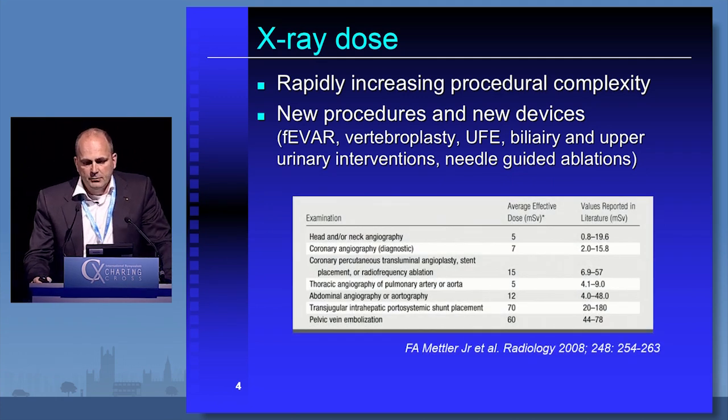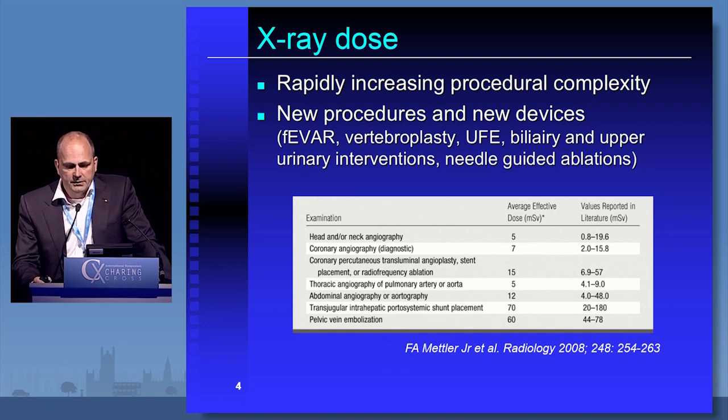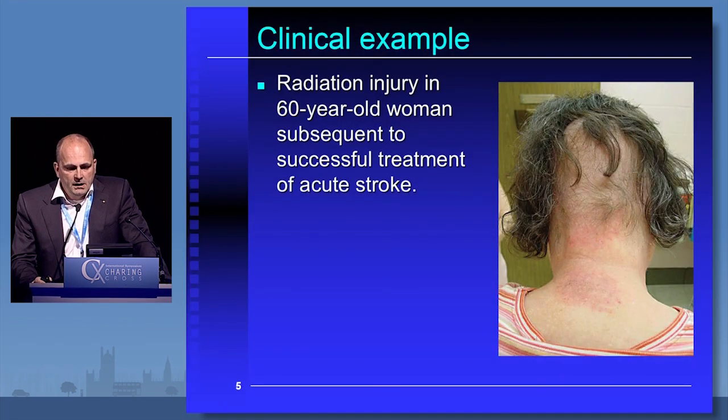If we look at this summary by Dr. Mettler et al. in Radiology in 2008, we see that most of the procedures are well within acceptable ranges. But if you look at the lower half of the table, you see that especially abdominal angiography or aortography, something we do quite often, transjugular procedures and pelvic vein embolizations, they can add considerably to the patient's dose as well. A clinical example we probably all know from literature is this case of a radiation injury in a 60-year-old woman subsequent to a successful treatment of acute stroke.